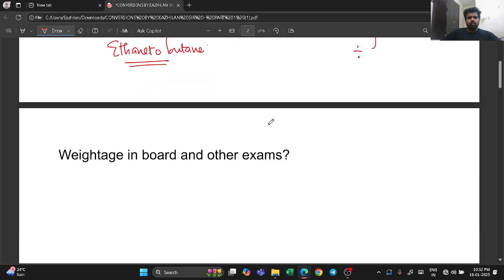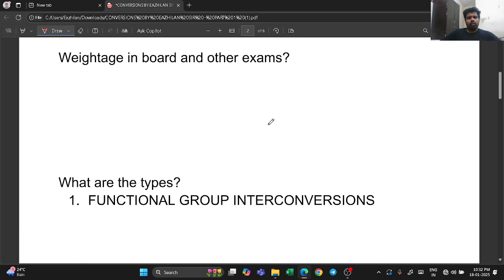The next question which has to be answered is what is the weightage in board exams and other exams. In board exams you might be getting up to 2 to 3 marks. Without this 2 to 3 marks you cannot think of crossing your 90s or 95 or whatever it is. But in other exams like your JEE and NEET exams, we often encounter around 10 to 15 marks.